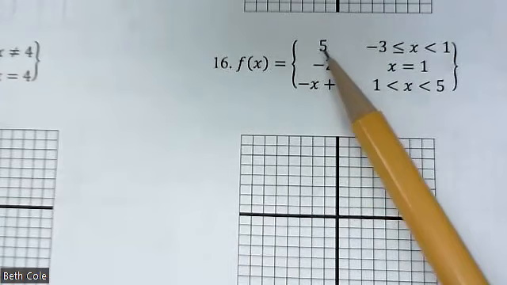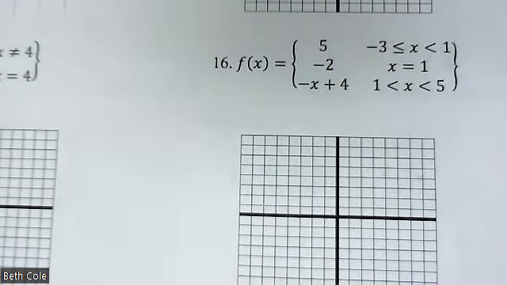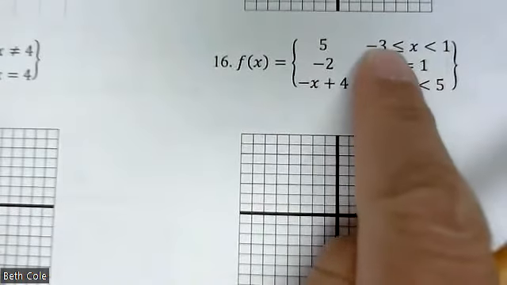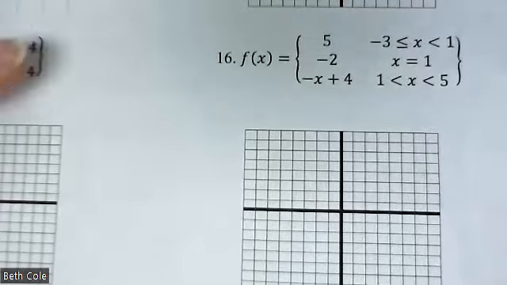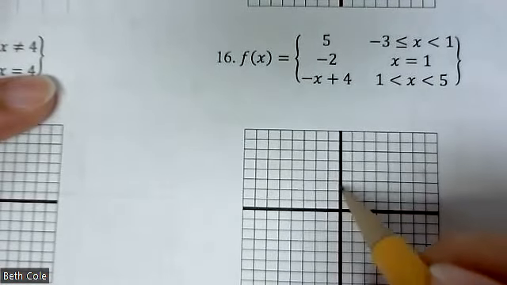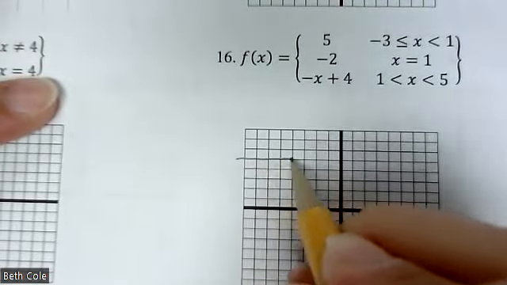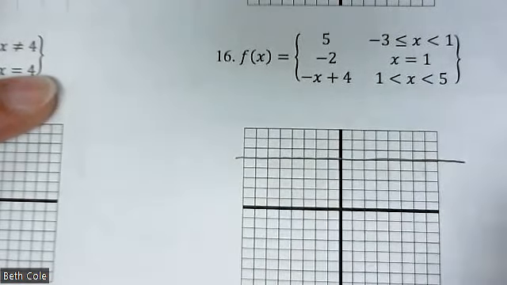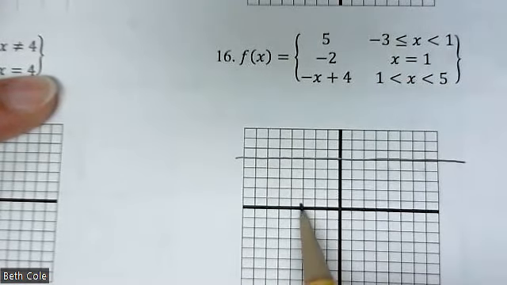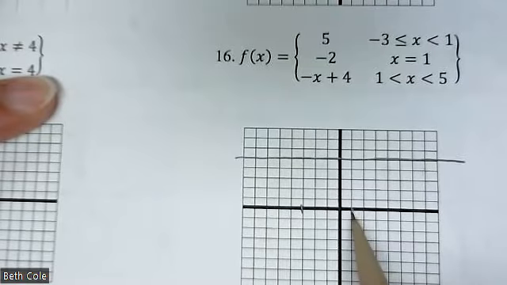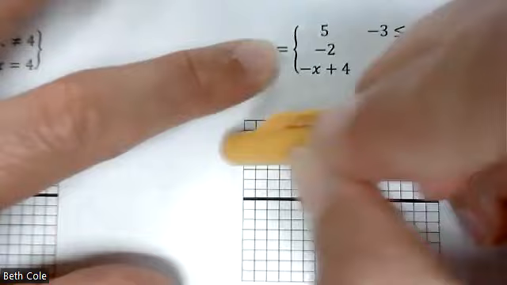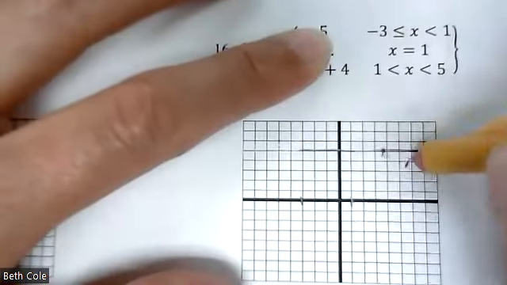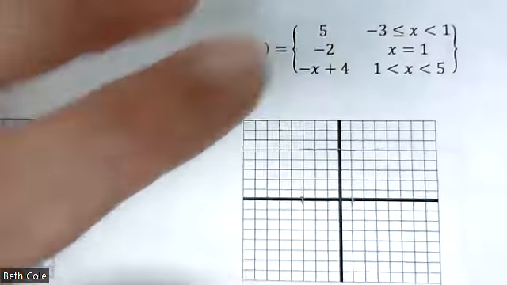The first piece is 5. That is a constant flat line, horizontal line at 5. But we only want to draw it from -3 to 1. Here, just watch me do this for a second. I'm going to go up to 5: 1, 2, 3, 4, 5. This would be a whole line of 5. But I only want it from -3 to 1. Do you see what I'm saying? Okay, so I'm just going to erase the rest of it off of there. So it's going to be like a segment instead of a line.